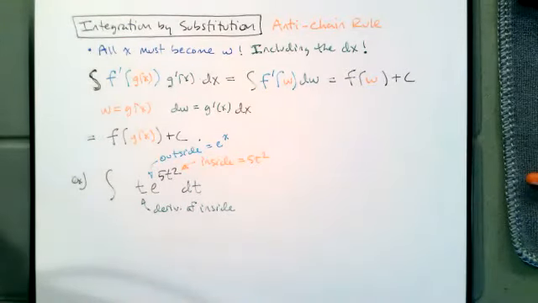That's going to be the dw. That's where we're going to get the dw. That's going to make this work. So I just need a constant multiple of the derivative of the inside.